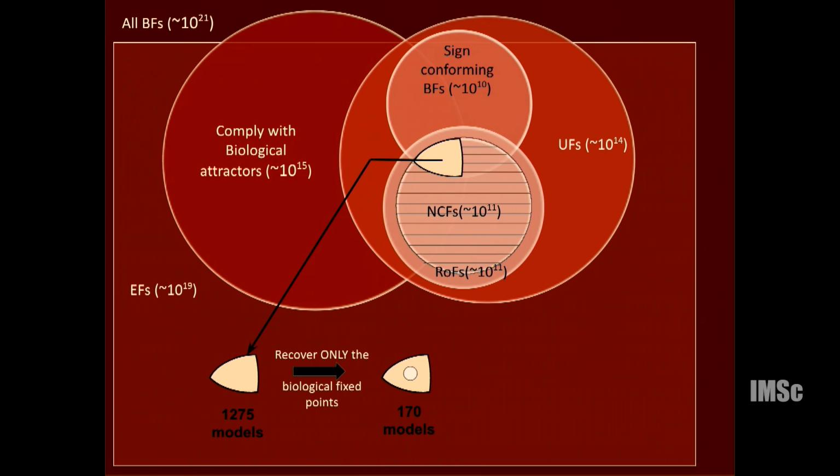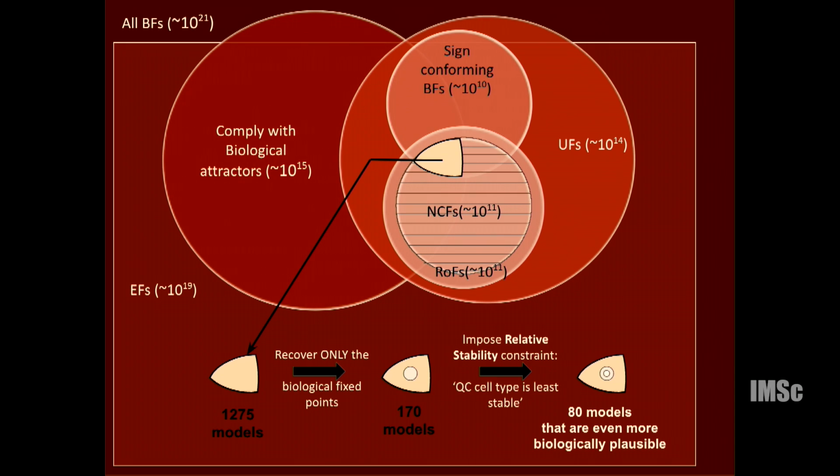if you first ask the question, which of the 1275 models only give the 4 attractors and no other attractors, we can get down to 170 models. And then you basically put in the constraint, which we know, that the quiescent center is the least stable cell state. Then you can go down from 170 to 80 models actually.